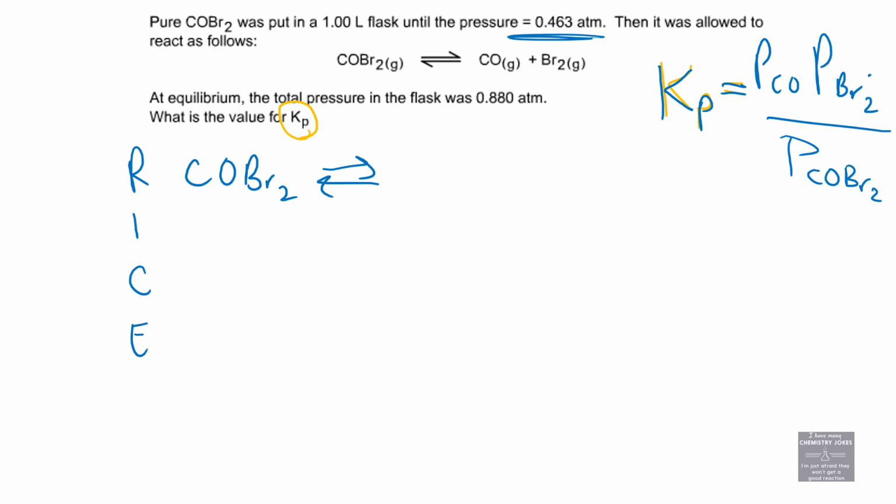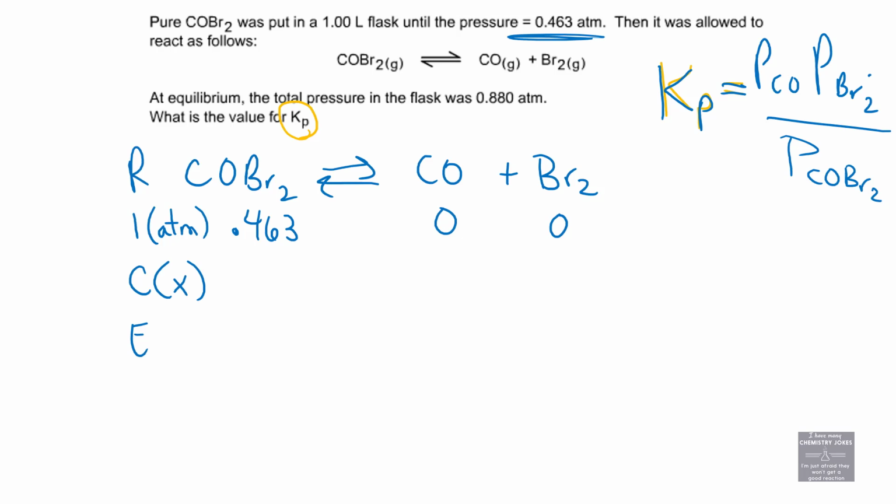We're really going to do tons and tons and tons of these. So I hope you start to feel like you're understanding we need to do them all the time. The pressure, because we can put atmospheres in a RICE table, the pressure was 0.463. There's no indication that there was any of either of the products in the beginning. Change in terms of x: minus x, plus x, plus x. 0.463 minus x, 0 plus x, 0 plus x. We're going to wait and do this last line in atmospheres.